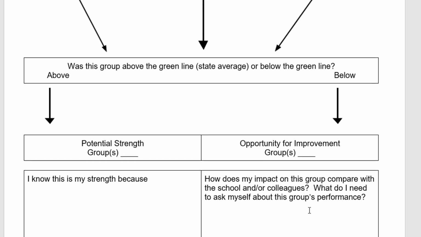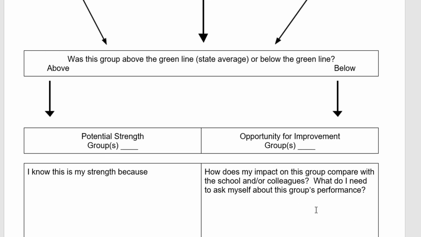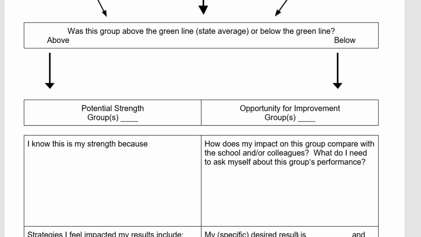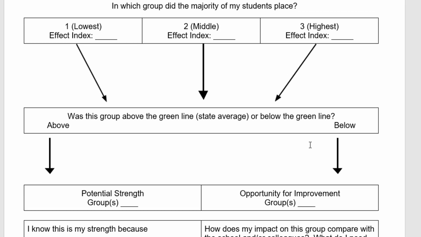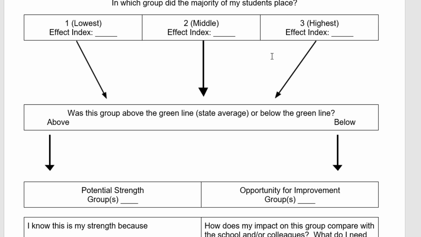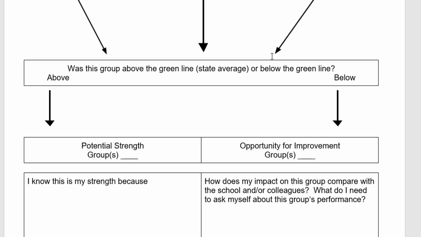What do I need to ask myself about this group's performance? My specific desired result is what, and what are my strategies for improvement? So her desired result would be that she wants to differentiate her instruction so that she gets strong growth from all three of her levels, her students at three different achievement levels. So what is she going to do to differentiate instruction in her classroom?